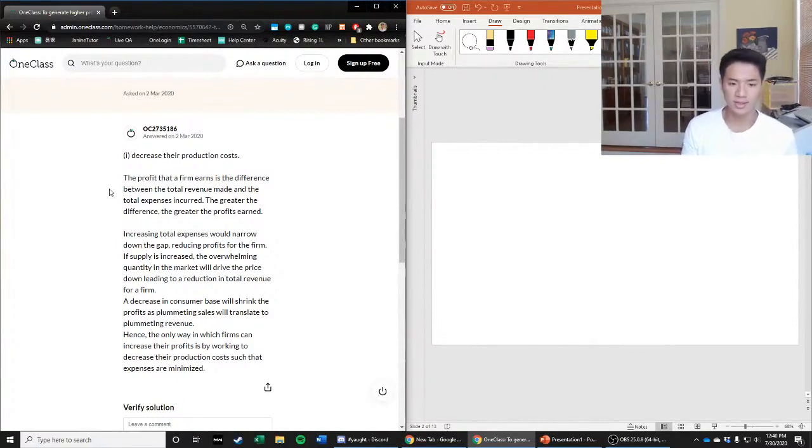A decrease in consumer base will shrink the profit, as plummeting sales will translate to plummeting revenue, or a reduction in revenue. And finally, hence, the only way in which firms can increase their profits is by working to decrease their production costs such that expenses are minimized. Okay, so it looks like that's in agreement with what we've said as well.